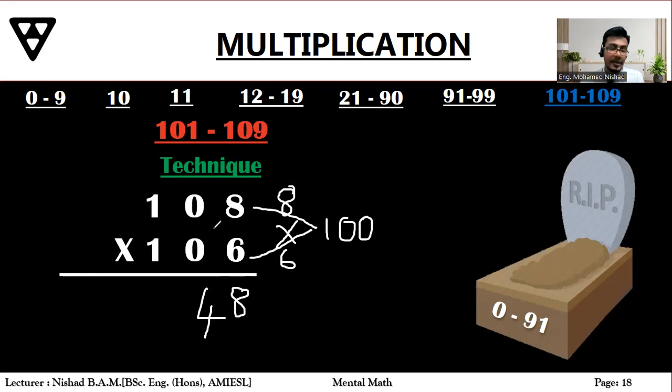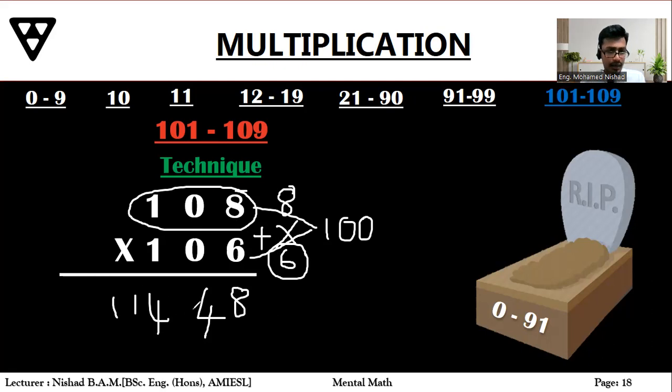Okay, so now what we have to do is 108 plus 6. In the previous technique, we saw that we had to subtract them, so that 6 would be subtracted from this number. But in this technique, as they are more than 100, we have to add those two numbers, 108 plus 6. So then it will be 114.